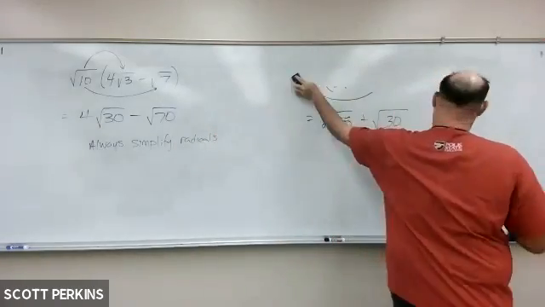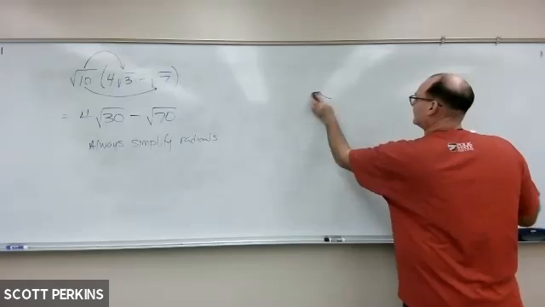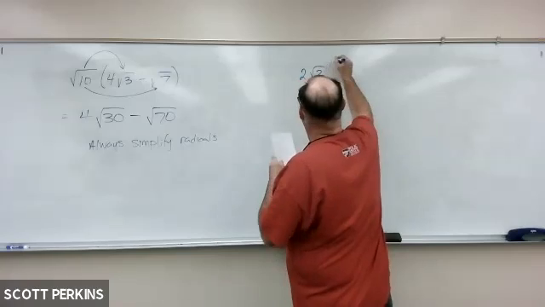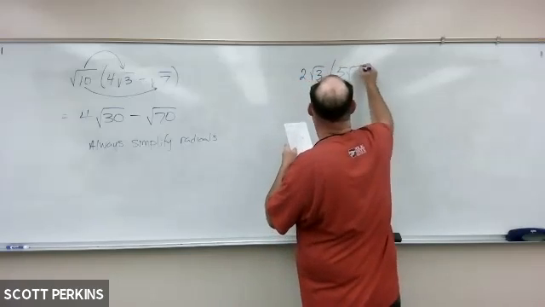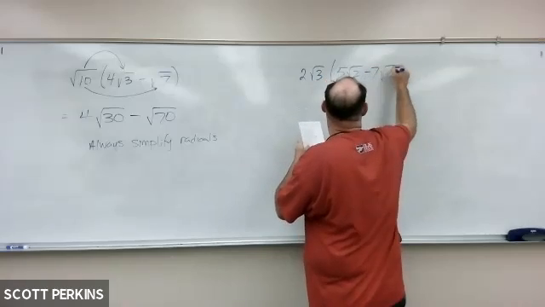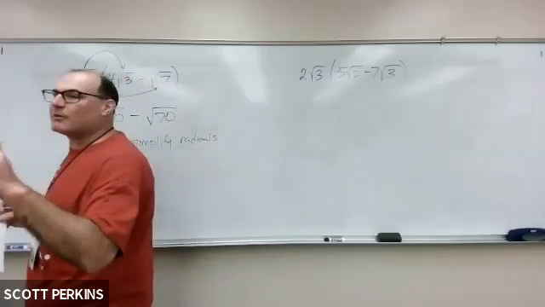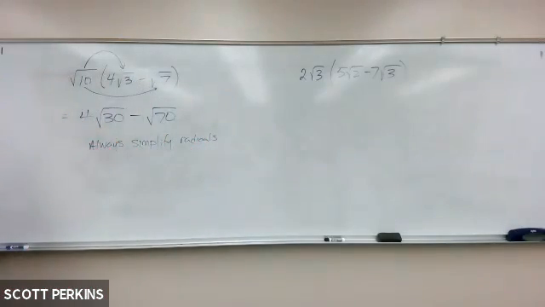Here is another one for you. I've got 2 square root of 3 times 5 square root of 2 minus 7 square root of 3. And I'll give you a little hint. After you distribute, after you multiply, there will be one of the radicals you can simplify on this one.